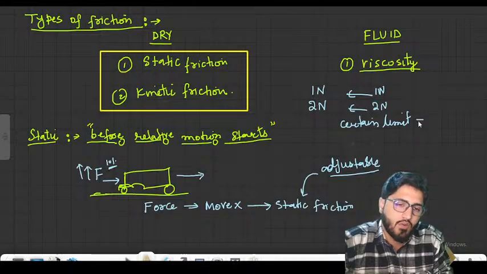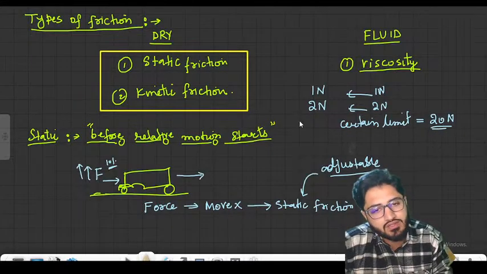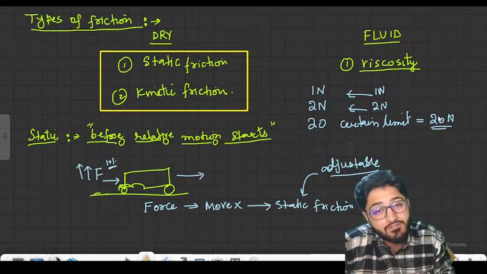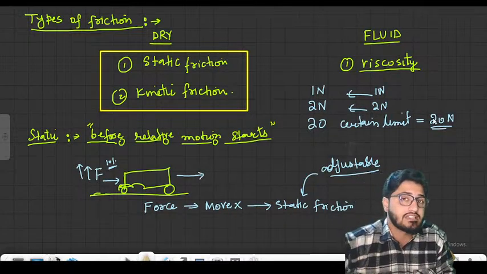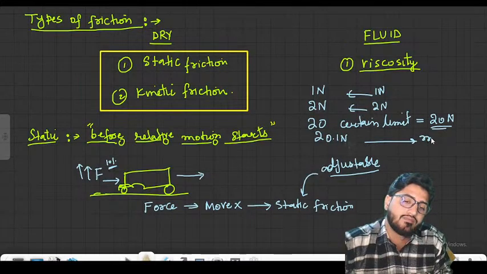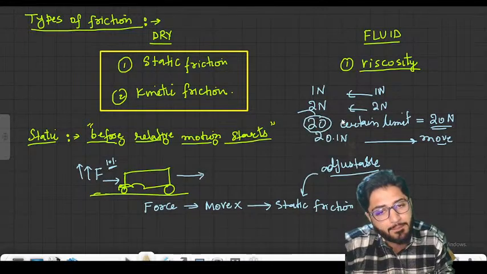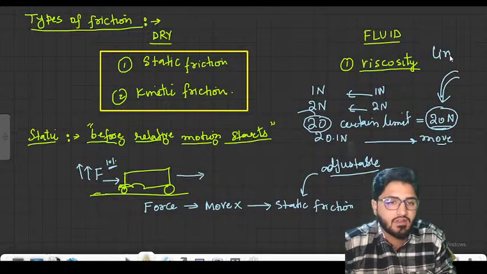Say its limit is 20 Newton. That means if you are applying 20 Newton, it will tend to move, it doesn't move yet. If you increase to 20.1 Newton, it will move then. The maximum force that you are applying to overcome the friction, that particular friction is known as limiting friction.